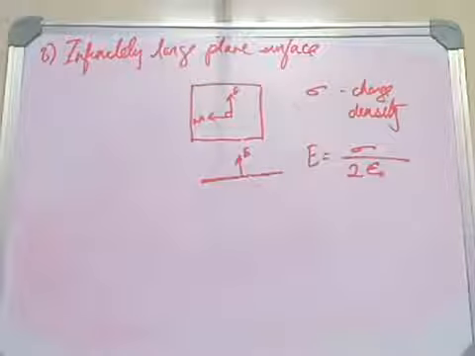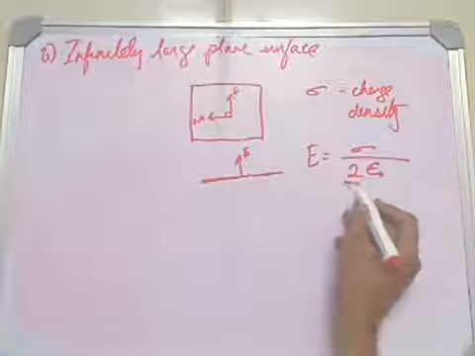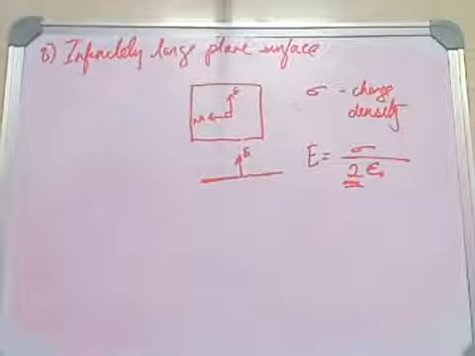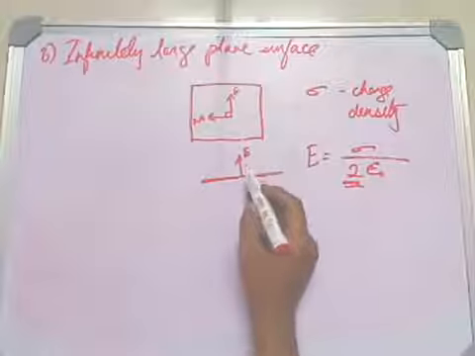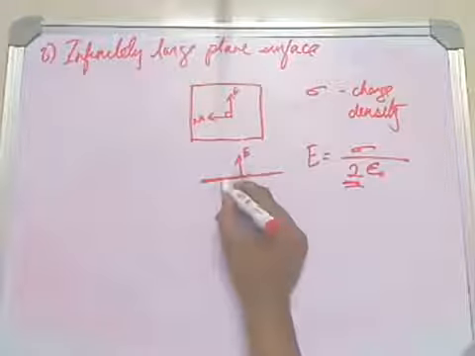So if you are a person who has an inquisitive mind, you would go about asking, how did I get 2 here? Well, it's quite simple. The electric field doesn't just happen in one direction, it happens in 2 directions.